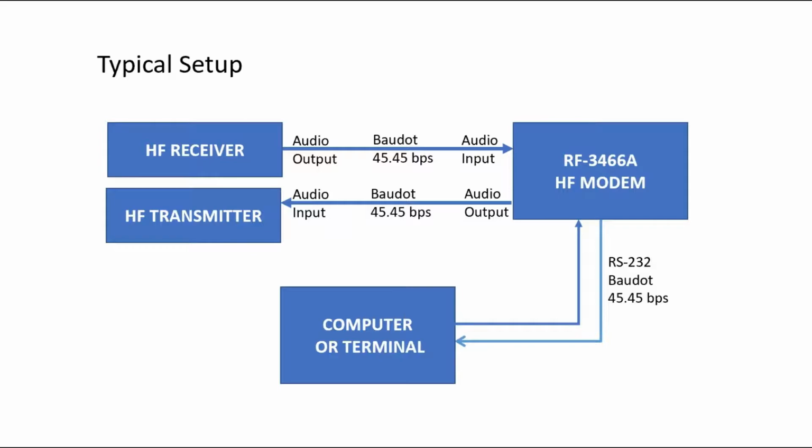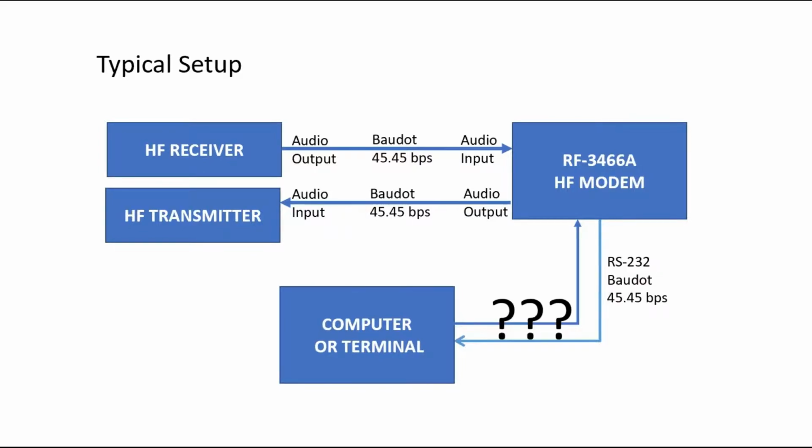And these signals in and out get translated. On the bottom, you see it get translated to RS-232 signal levels, electrical signal levels from audio signals. And that gets sent to a computer or a terminal. And again, in a typical setup, this would be Baudot and 45.45 baud. Now, this is a typical setup.